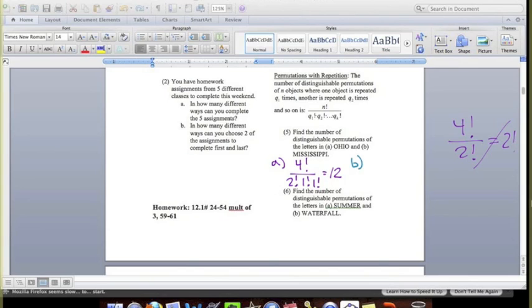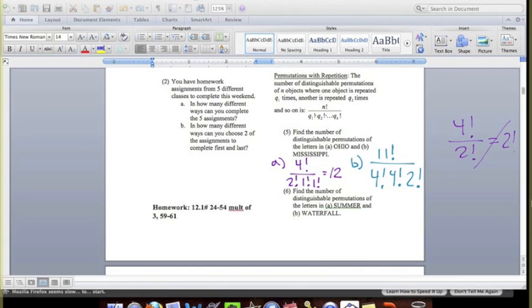Mississippi has a whole lot more repetition in it. So what we need to do first is determine how many letters we have in the word. There are 11 letters in the word Mississippi. Then how many times does each of them show up? If it's a single, you don't really need to worry about it, because that would just be 1 factorial, which is just 1. It doesn't matter. So M, we don't need to worry about, because it doesn't repeat. I repeats itself 4 times. S repeats itself 4 times.